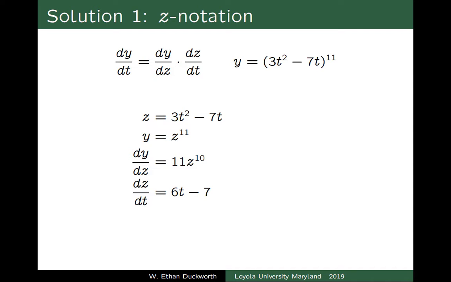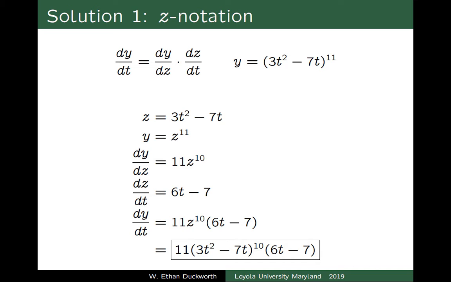And now I combine this using the formula at the very top, dy over dz times dz over dt. So it's 11z to the 10th times 6t minus 7. Now my final step is just going to undo the substitution we started with by replacing z with the original 3t squared minus 7t. And that'll be my final answer. 11 times (3t squared minus 7t) raised to the 10th power, all times (6t minus 7).